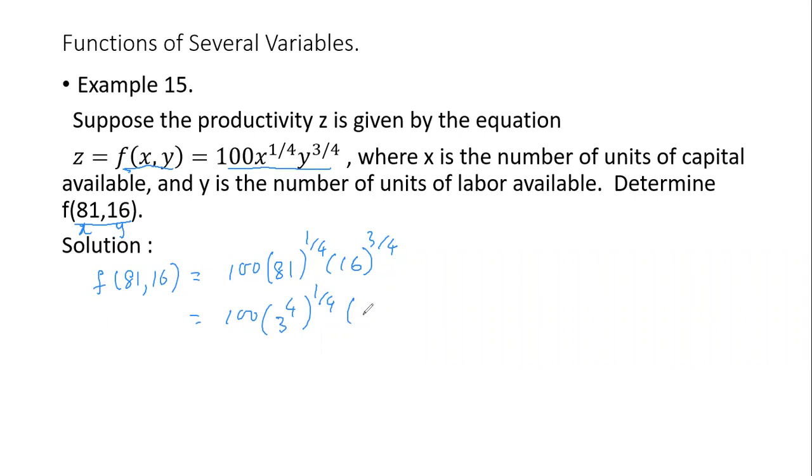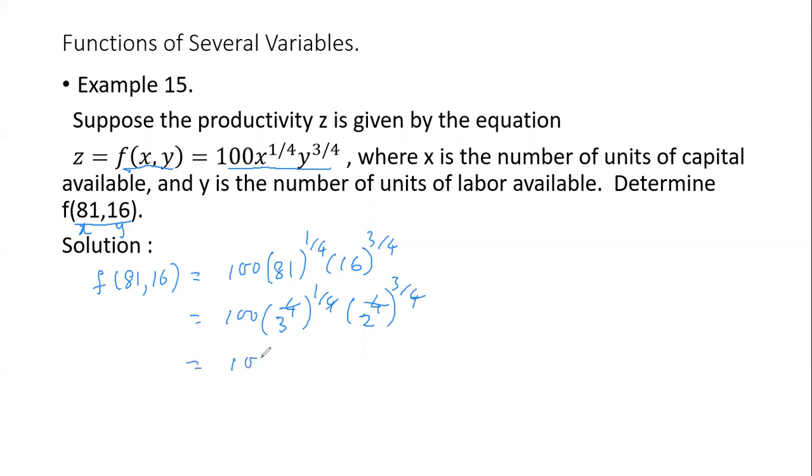16, we can write as 2 times 2 times 2 times 2, which is 16. Then 2 to the power 4 is 16, that to the power 3 over 4. Then this 4 and 4 cancel out, 4 and 4 cancel out.